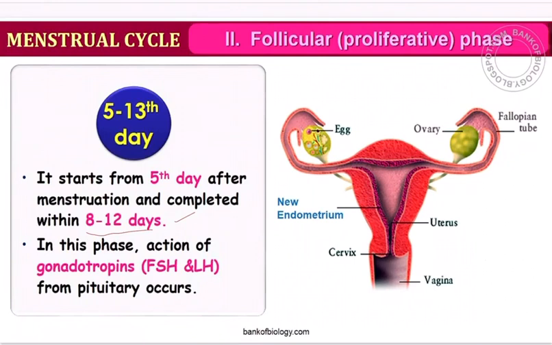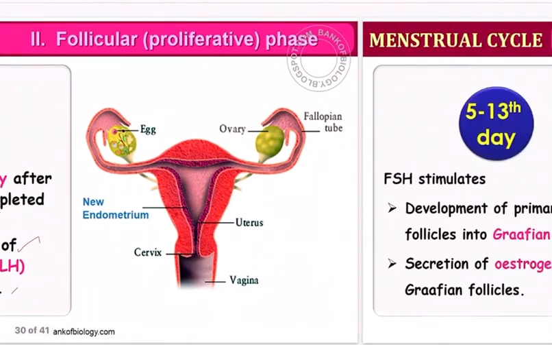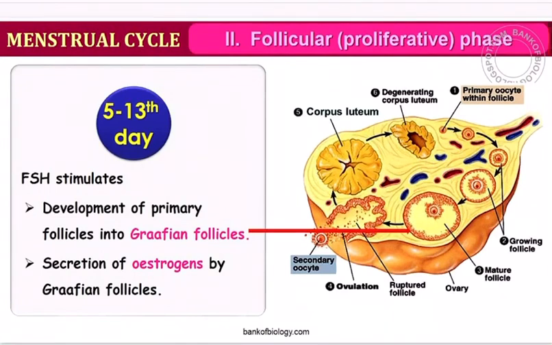And next, second stage, the follicular or proliferative phase. It starts from the 5th day after menstruation and gets completed between the 8th to 12th day. In this phase, there is action of gonadotrophins, the hormones follicle stimulating hormone and luteinizing hormone from the pituitary gland. So there is influence of FSH and LH in this proliferative phase. And what is the role of FSH? It stimulates development of primary follicles. You see here the presence of primary follicle.